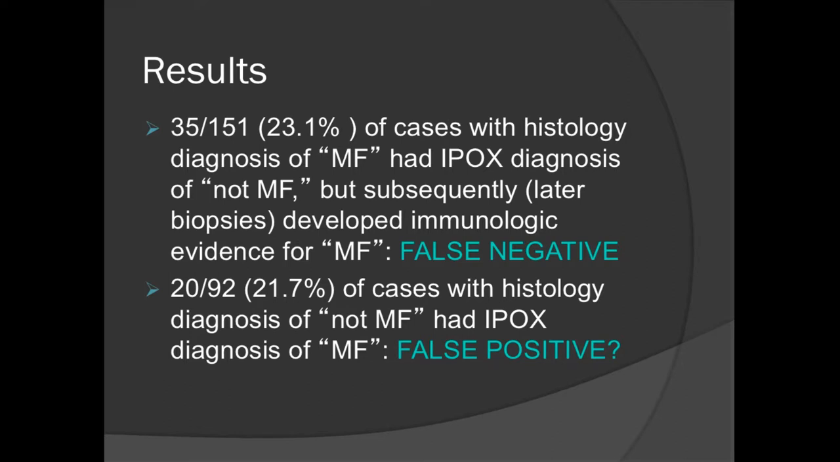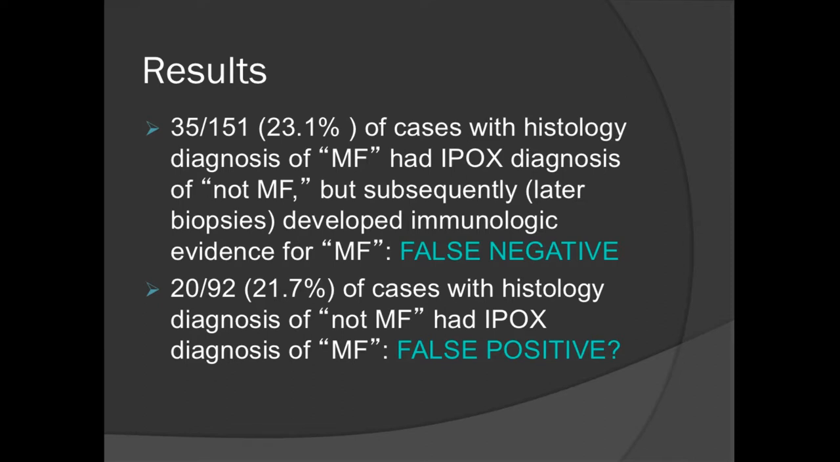In 35 of 151 cases, or about a quarter, where we made a diagnosis of MF on the histology, the IPOX, or immunoperoxidase, was not MF. There was a discrepancy. Were those false negatives? Yes, because later, when we did them again, they panned out that they found a CD7 deficiency or whatever. So they caught up eventually. Let's look at the other ones.